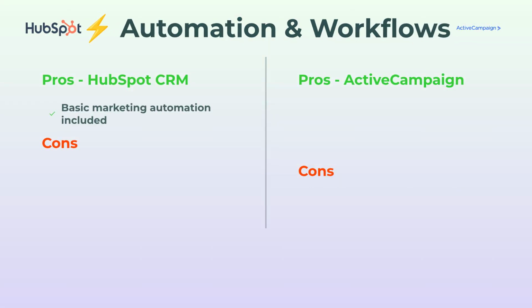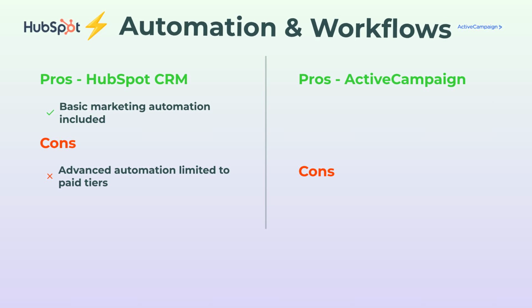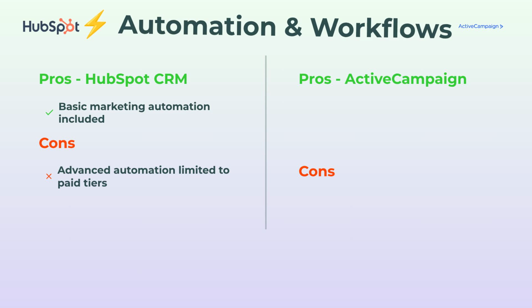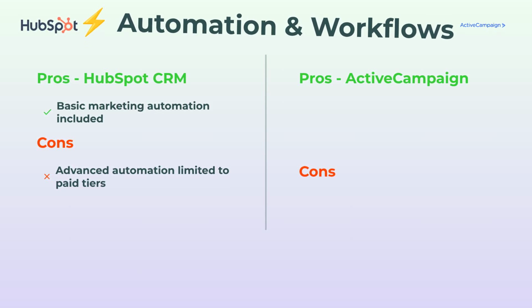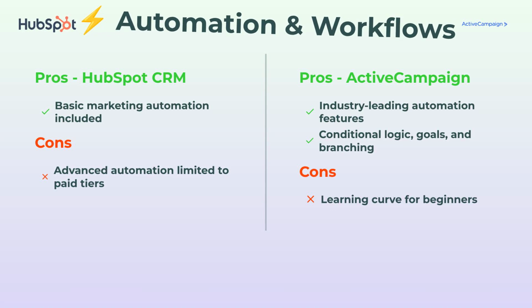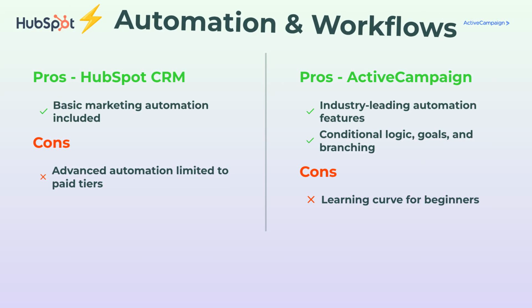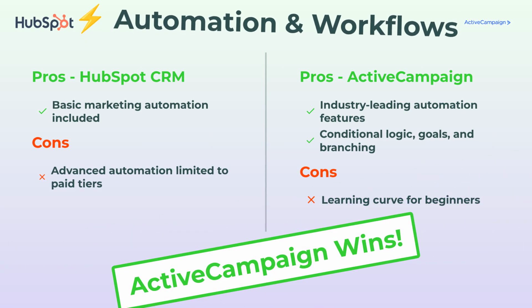Alright, moving on. Automation and workflows. So, this is where ActiveCampaign gets legit flexy. We're talking conditional logic, goals, advanced branching, all that nerdy automation magic. Makes HubSpot's basic built-in flows look, well, basic, unless you shell out for higher tiers. But warning, there is a learning curve here. So if you're a true automation geek, ActiveCampaign probably has your heart. That's a clear win for ActiveCampaign here.